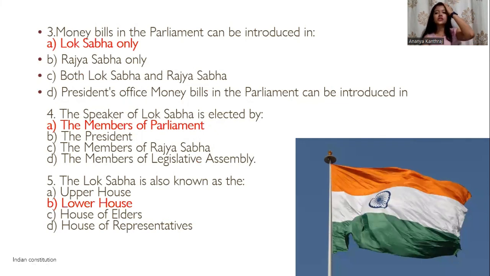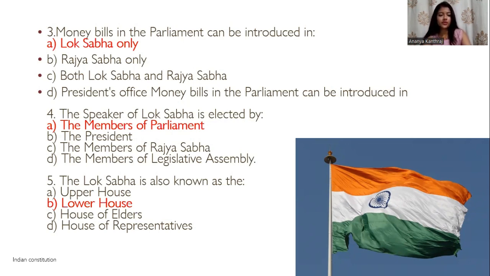Money bills in the Parliament can be introduced in which of the following? Option A, Lok Sabha only. Option B, Rajya Sabha only. Option C, both the Lok Sabha and Rajya Sabha. Option D, President's office. So the right answer for this question is option A, Lok Sabha only.